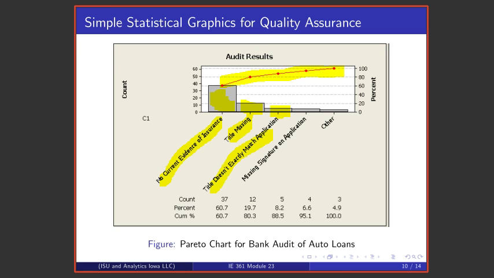It is particularly useful basically as a political tool to get people to focus on big problems first. In this context of bank audits for auto loans, the biggest problem that is faced in a check of loan files is that there's no current evidence of insurance. Well, that's something then that loan officers need to be aware of and really begin to insist on in their granting of auto loans.